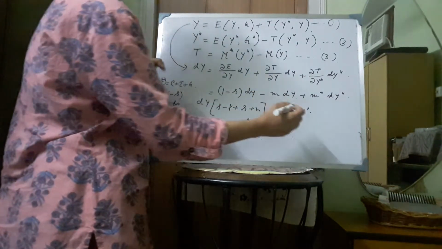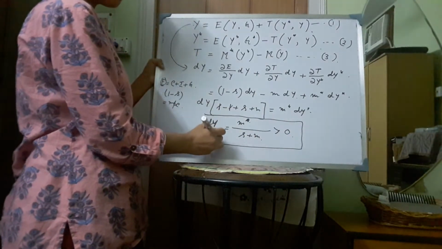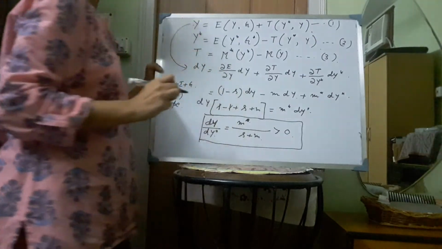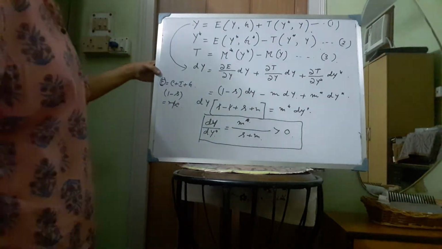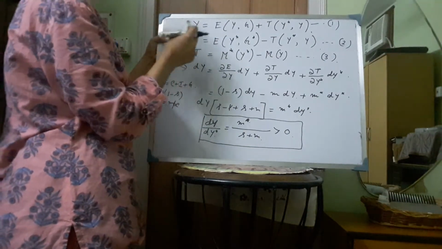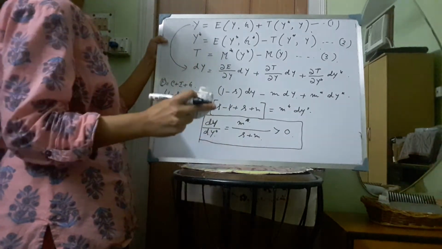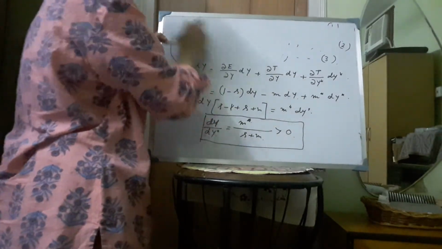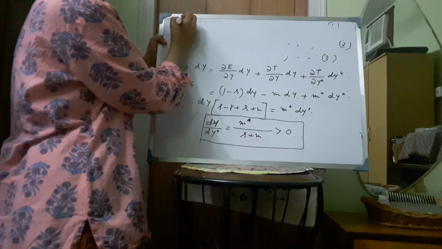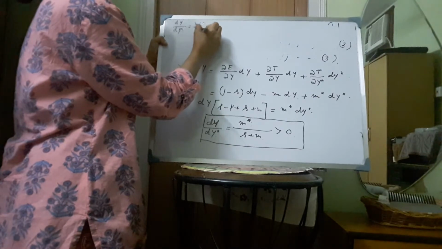So we have got the slope of y with respect to y star from the equilibrium condition of the domestic economy. Now if we consider the foreign country's equilibrium condition, that is equation 2, then from equation 2 also we can get dy star. So in the domestic economy we are getting that dy by dy star is equal to M star over S plus M.